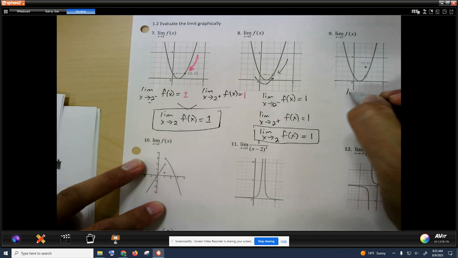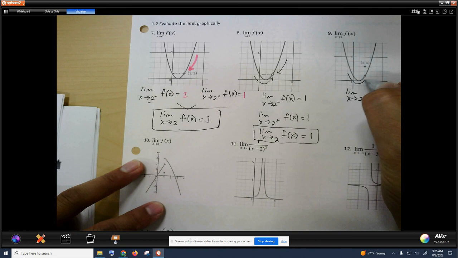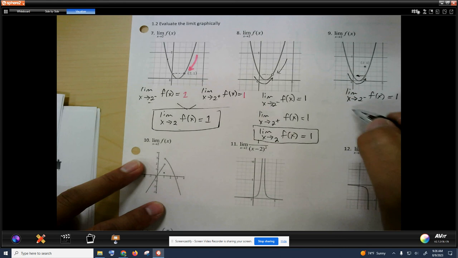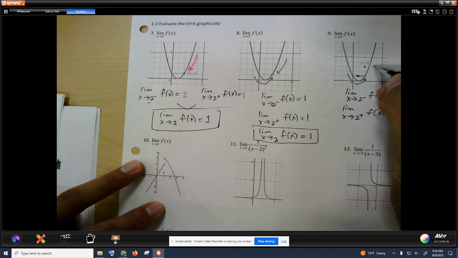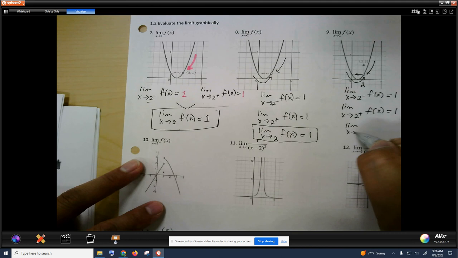As we go to 2 from the left, it looks like we're approaching this one here, not 3. The value's up here at 3, but the y value on the graph is approaching 1. Same thing with this side. As we come towards 2 from this side, the y value is approaching 1. So the limit exists at 2, and it is 1.